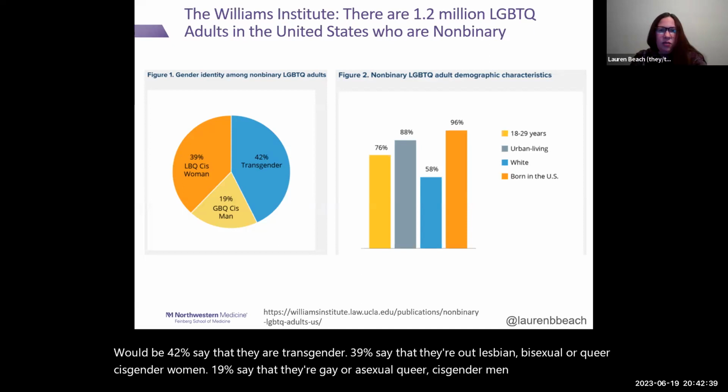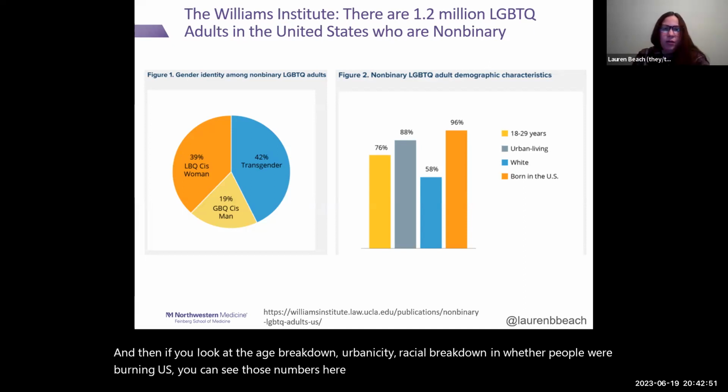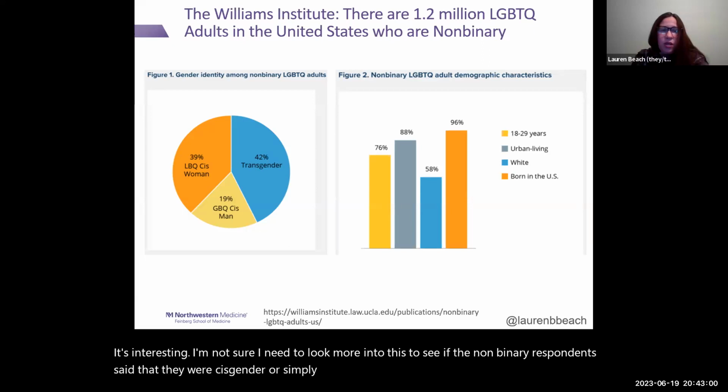And then if you look at the age breakdown, urbanicity, racial breakdown, and whether people were born in the US, you can see those numbers here. It's interesting. I'm not sure. I need to look more into this to see if the non-binary respondents said that they were cisgender or simply said that they were not transgender.